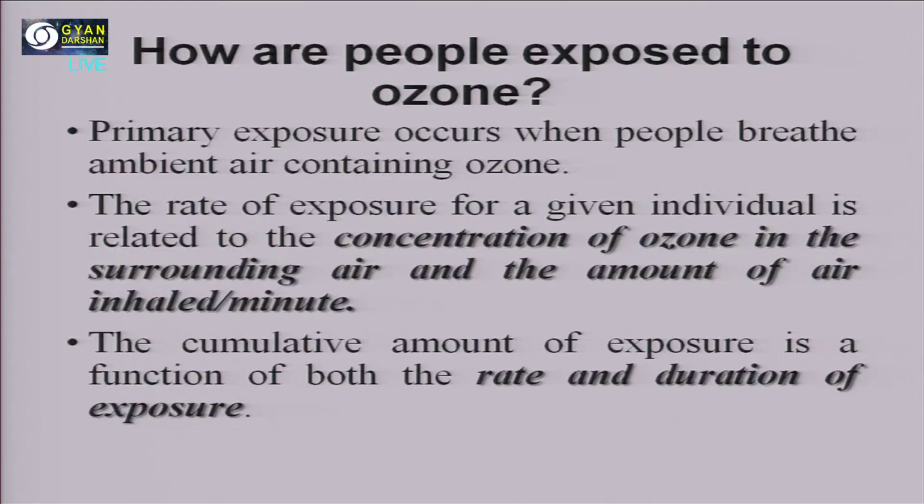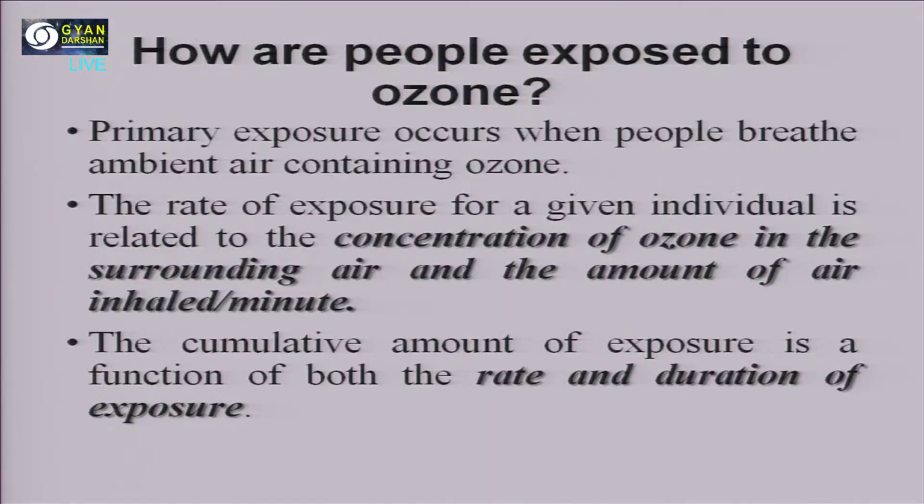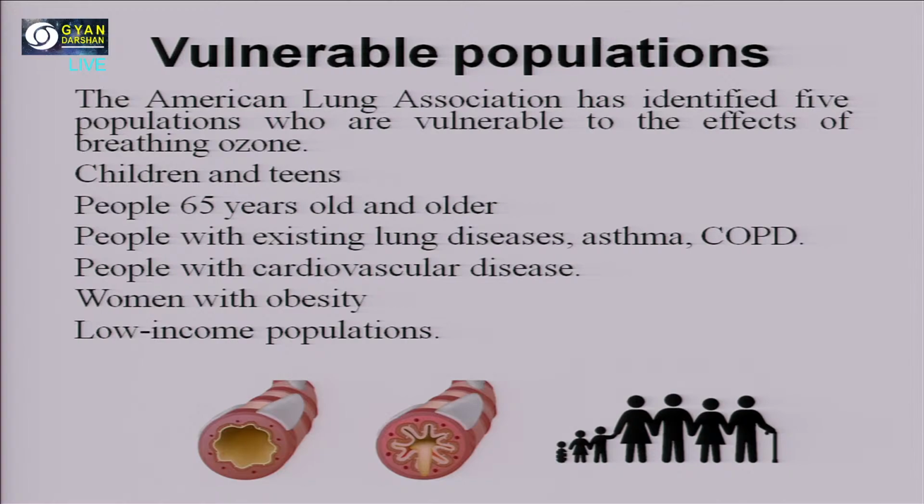Now, how are people exposed to ozone? Basically, when they breathe the ozone in the surrounding air, the ambient air, and here again the exposure rate and also the time of the exposure determine the cumulative effects. These are the vulnerable populations, for example, children and teens, people who are 65 years and older, and those who have pre-existing conditions, and then they can have COPD, chronic obstructive pulmonary disease, which can then bring about problems.